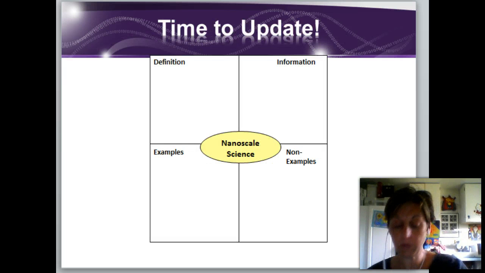Now, what I would like you to do in your notebooks is come up with a definition for the nanoscale. Come up with some information. What would be some keywords that you would use to describe nanoscale? What would be some examples and what would be some non-examples? So pause the recording and take a couple of moments to come up with a definition, some information, characteristics of nanoscale, examples, and non-examples.